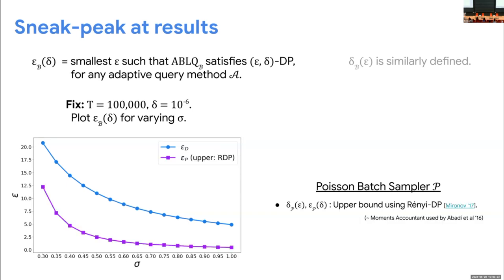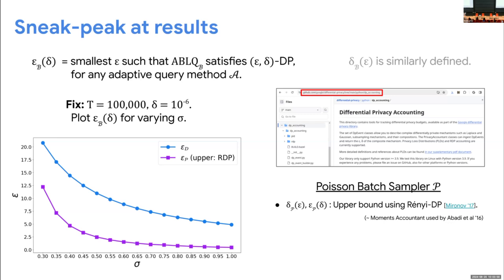The Poisson subsampling batch sampler is also very well understood. There is this Renyi DP method. Ilya is here. Using this Renyi DP method, you can prove upper bounds on delta for epsilon and epsilon for delta. It was originally called the moments accountant in the Abadi et al. paper. And let me put a plug here for the Google DP accounting library, which has the implementation for doing this computation. Of course, there are other implementations. Perhaps this is the original implementation because Ilya implemented it.